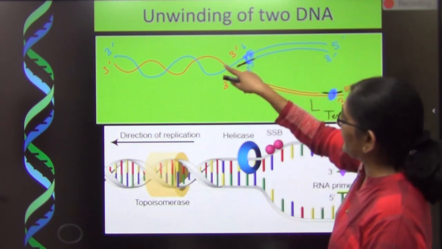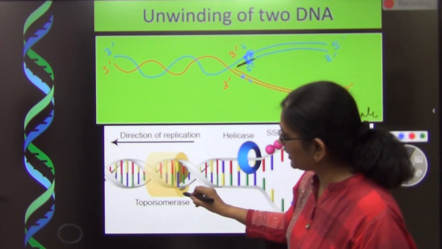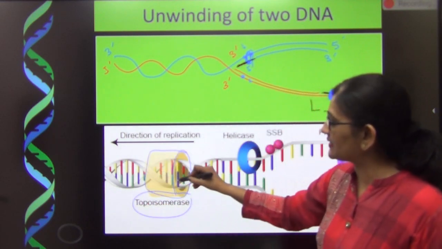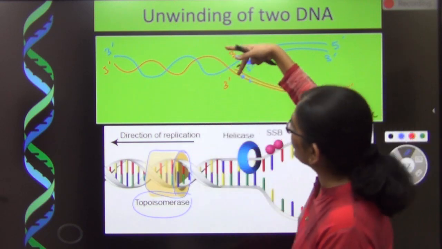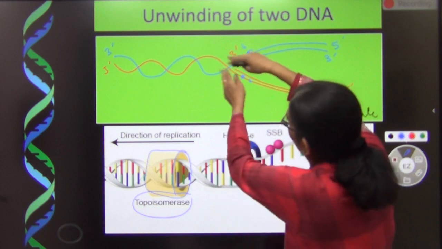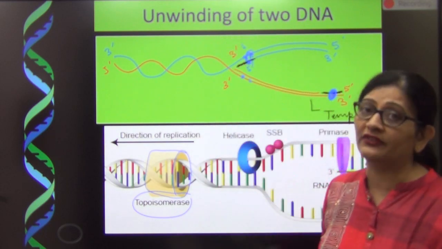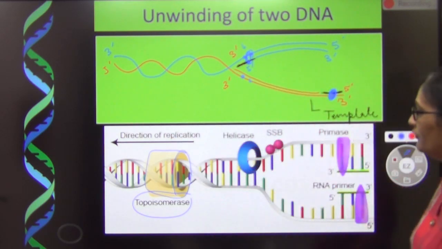But I told you that at this point a tension develops. And I also told you that this tension is released by another enzyme. You can see here, I have shown it. This enzyme is called topoisomerase. It is also called molecular scissor. It will actually cut the DNA temporarily over here, allow it to unwind, then attach it once again, thus relieving the DNA of the tension so that the process of DNA replication can continue further.